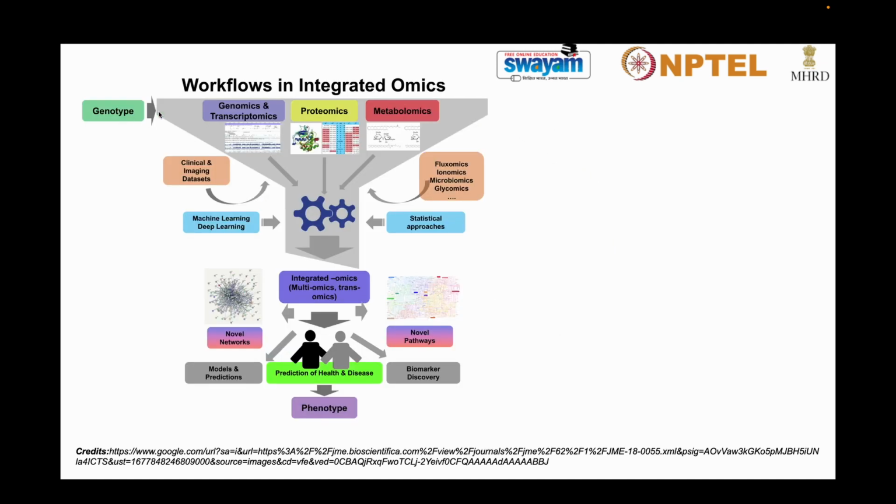And this is the workflow of how we move from the genotype to phenotype. Genotype means where we look at the genomics, transcriptomics, proteomics, metabolomics. So this is all the information that we have about the genotype. Then we look into the clinical and imaging data sets. We perform fluxomics, ionomics, microbiomics, glycomics. These are all the analyses performed on this data. We use machine learning methods, deep learning methods, or statistical approaches. And at last, all the omics are integrated together as trans-omics. And then for analysis, we can design novel networks.